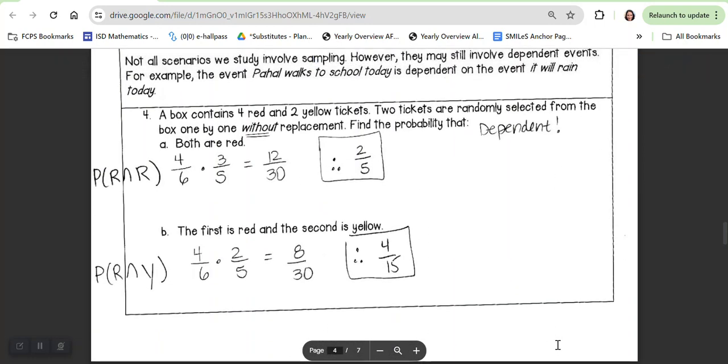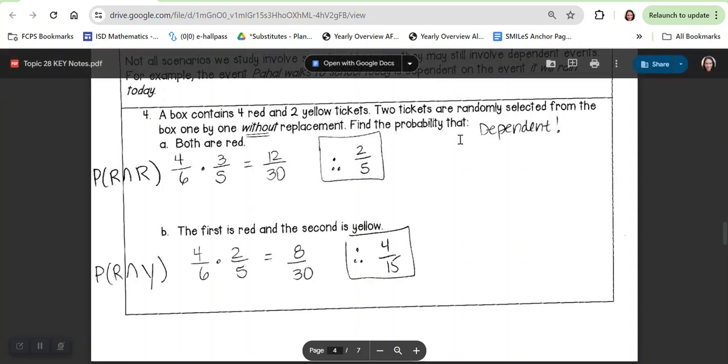Alright, number 4. A box contains 4 red and 2 yellow tickets. 2 tickets are randomly selected from the box one by one without replacement. Find the probability that, and notice it's dependent because it says without replacement, you get red and then red. So the first red, 4 reds out of 6 tickets altogether is 4/6. And then if we take a red out, now we only have 3 red, and 3 plus 2 would make 5 tickets altogether. So we multiply those 2 probabilities together.